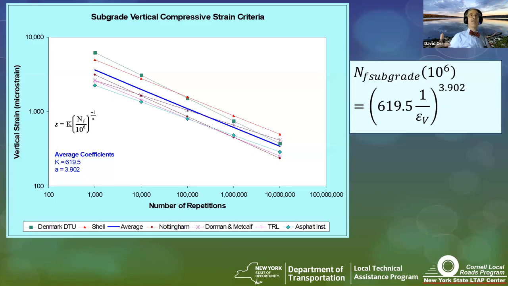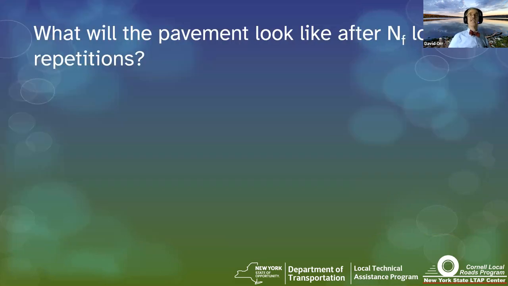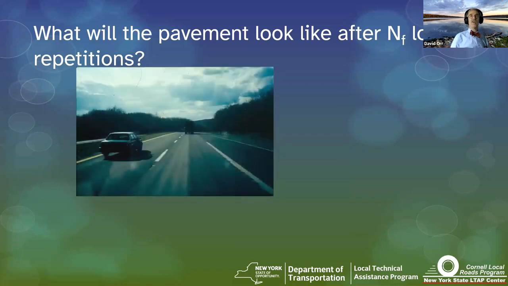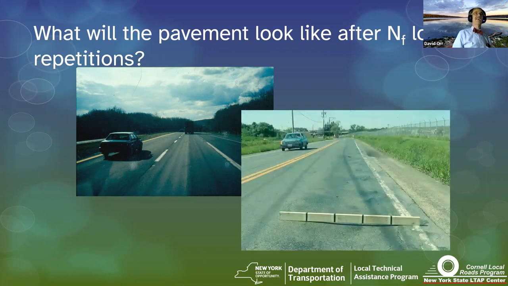When it comes to subgrade, by the way, what will the pavement look like? We care about rutting. That translates into the surface, not rutting in the surface asphalt. This is an asphalt mix problem. This is not a design problem in this case on an interstate. It looks more like this. You're seeing wide ruts that are deep down in the subgrade.